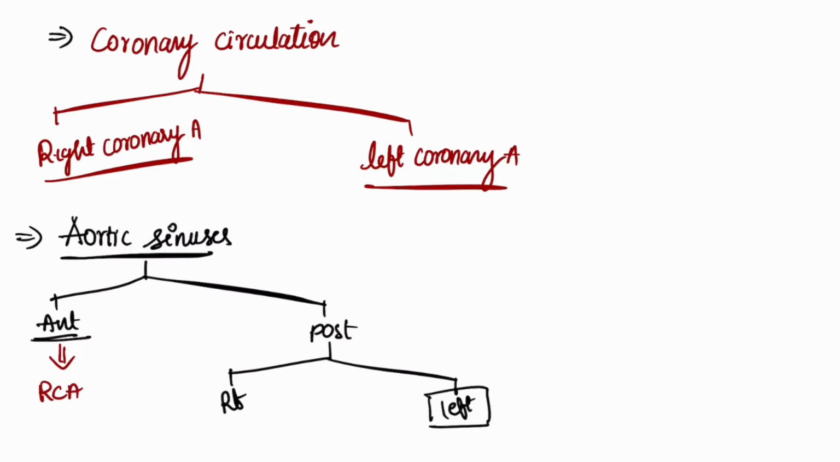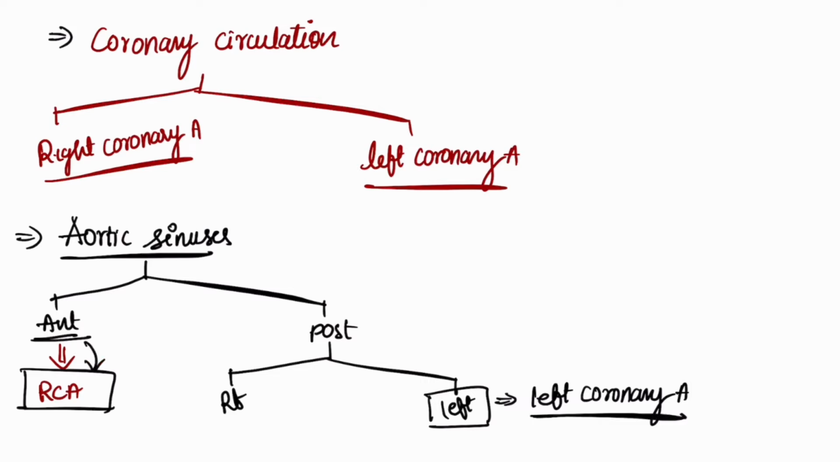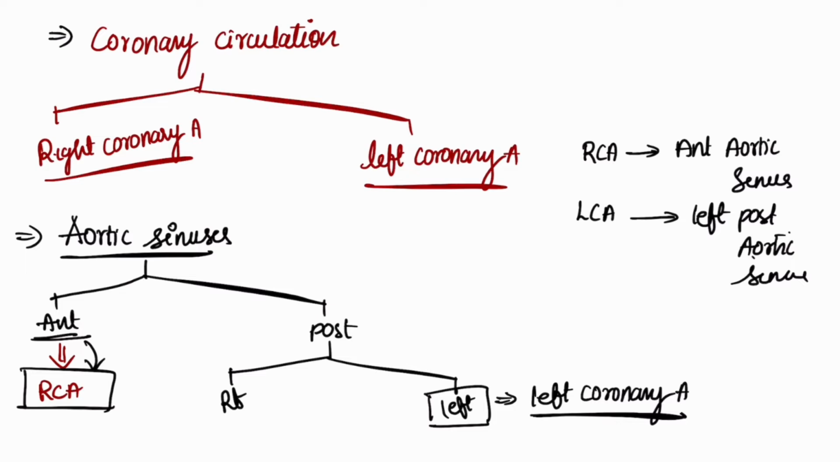From the left posterior aortic sinus, the left coronary artery arises. The right coronary artery arises from the anterior aortic sinus. The left coronary artery arises from the posterior left aortic sinus. Let's write it here. That's all about the origin of right coronary artery and the left coronary artery.